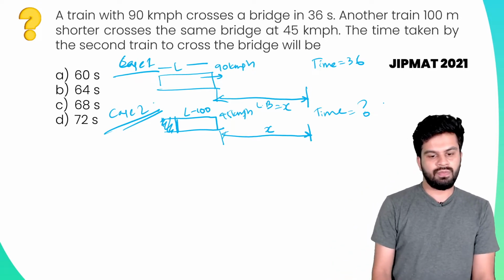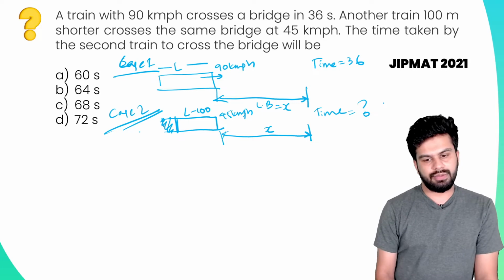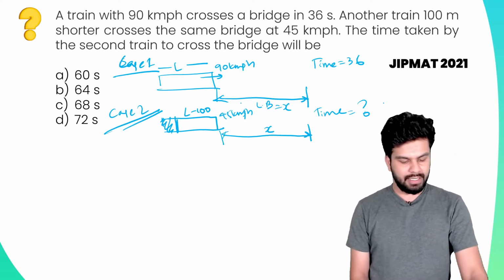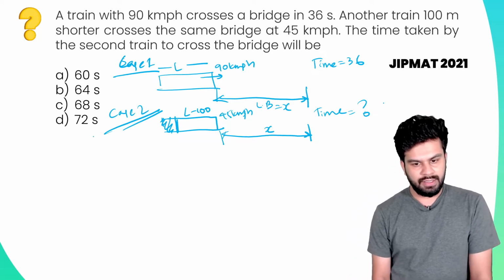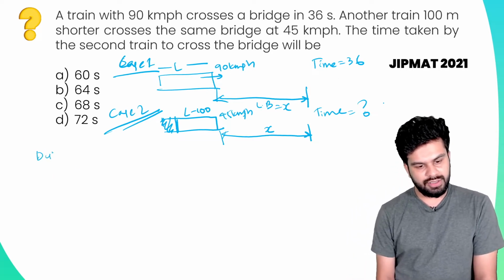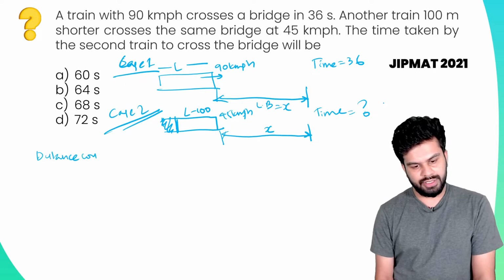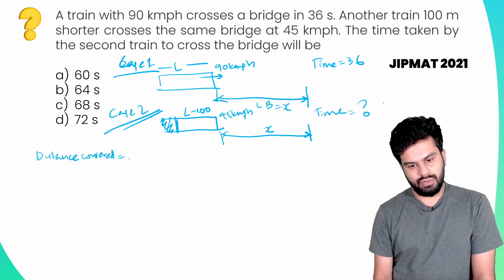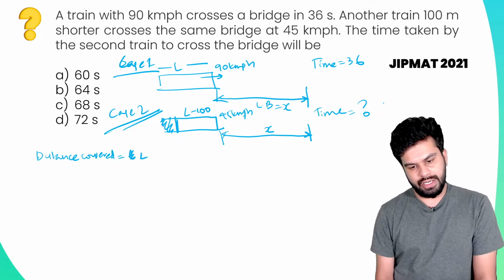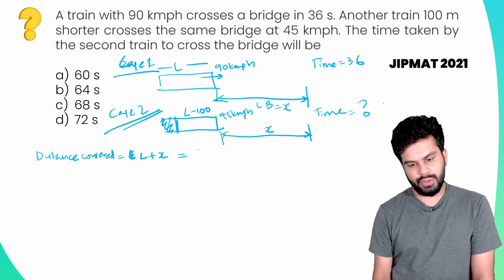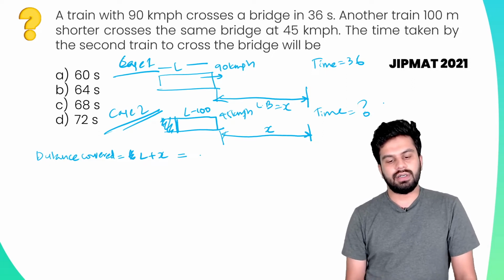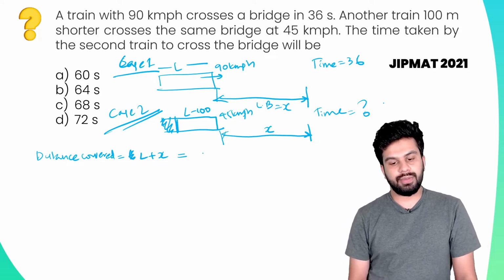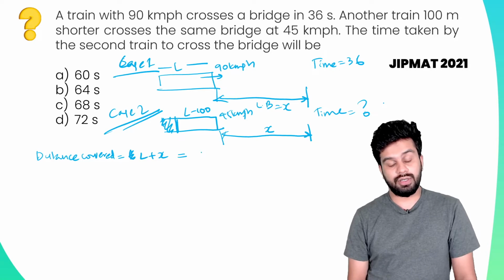Okay, so for the first case, let's assume the length of the bridge as x. We are assuming length of bridge as x, and in that case total distance covered by the train is equal to length of train, which is L, plus x, right? L plus x is the total distance covered. That would be equal to, distance is equal to speed into time, right?